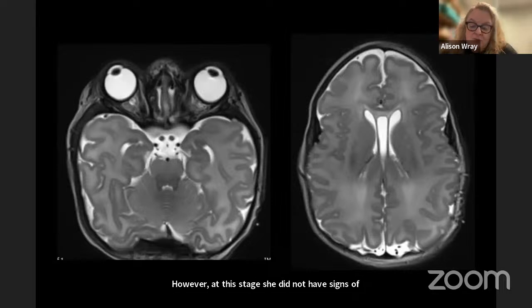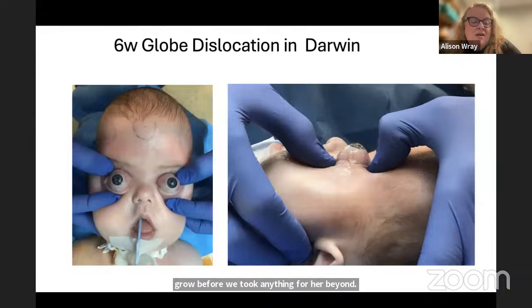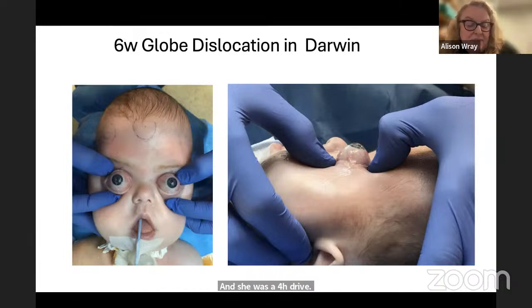However, at this stage, she did not have signs of hydrocephalus, and we felt that we were able to give her some time to grow before we undertook anything for her beyond management of the orbits and of her airways. She lived in Darwin, which for those of you who are not familiar with Australian geography is about a 4 to 5 hour flight away from us in Melbourne. And she was a 4-hour drive from Darwin, where they lived rurally. So it's very difficult to manage a patient that's this complex, that is that far from specialist care.